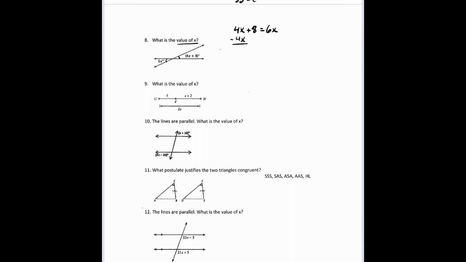So we're going to subtract 4x from both sides. And that simplifies, so 8 is equal to 2x. And so we divide by 2 on both sides, and we find out that x is equal to 4. And since x is neither an angle nor a distance, we can just leave it as the variable x is equal to 4. Number 9, what is the value of x?